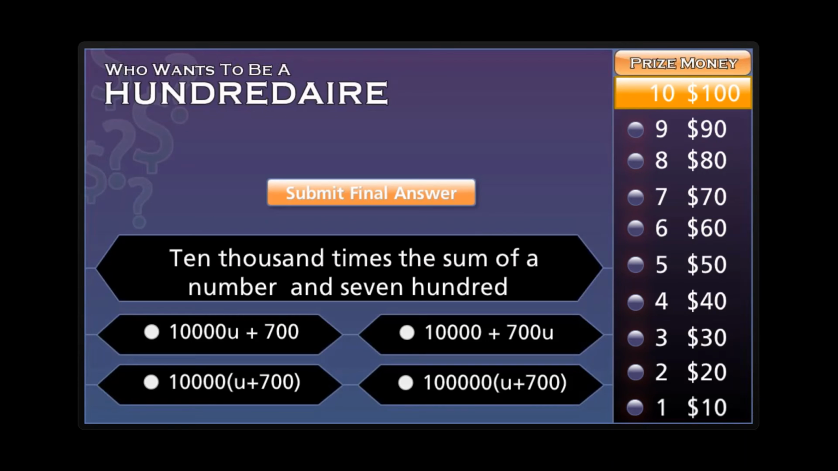10,000 times the sum of a number and 700. So again, times means multiplication and sum means addition. This is pretty easy, but could be complicated if you didn't look at it correctly. If you looked at the order correctly, you could see that this would be the answer. But you might ask, wait, this also looks alike. Why isn't this the answer? Well, if you look at how many zeros there are, it's different. This says 10,000. This says 100,000. So you really want to look at the number to make sure you get the right answer.